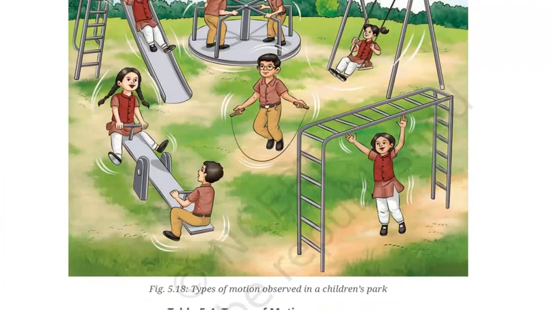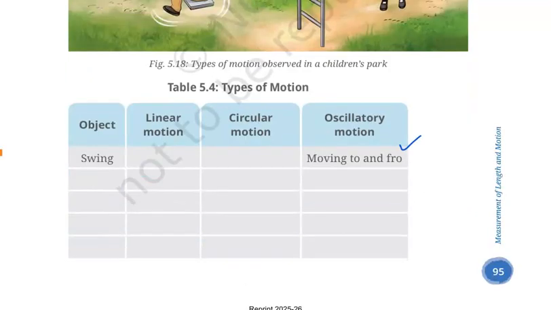Now straight line. So this girl, she is going over these monkey bars. So how is she going? She is going in a straight line. So for that, you can write over here, monkey bar. Which one is linear motion, motion in a straight line.